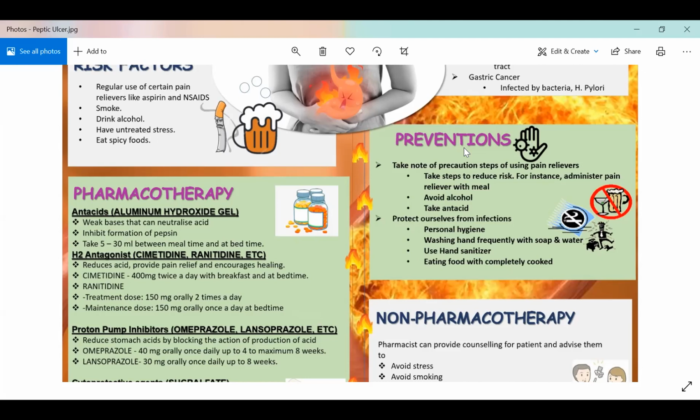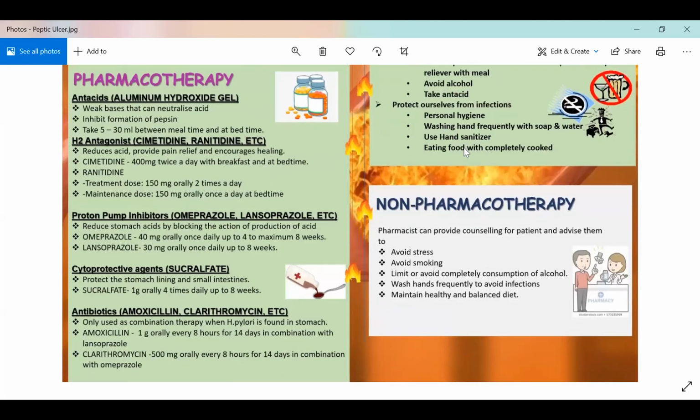Wash our hands more frequently using soap and water, and sanitize our hands using hand sanitizer. And before eating food, we need to ensure that it is completely cooked so that all the bacteria inside the food can be killed. And moving on to the non-pharmacotherapy, actually it is quite similar to the prevention steps.